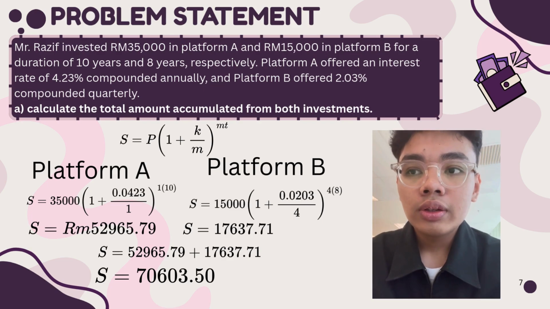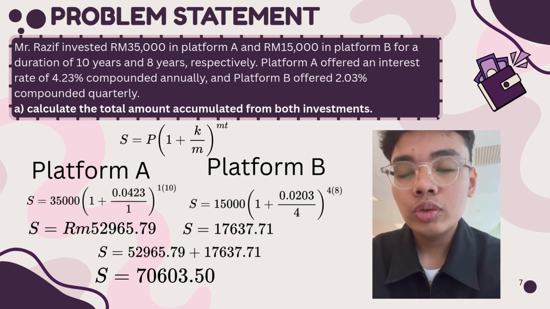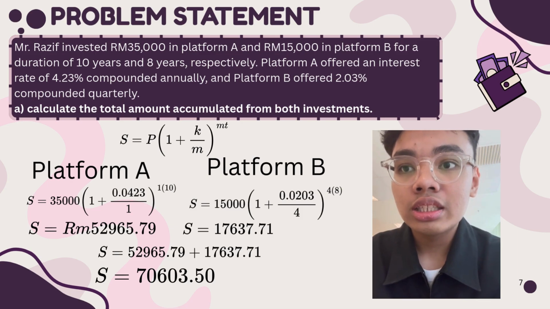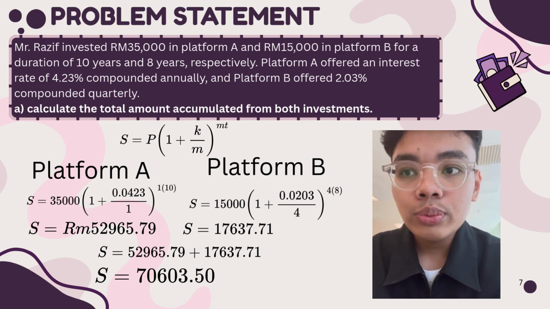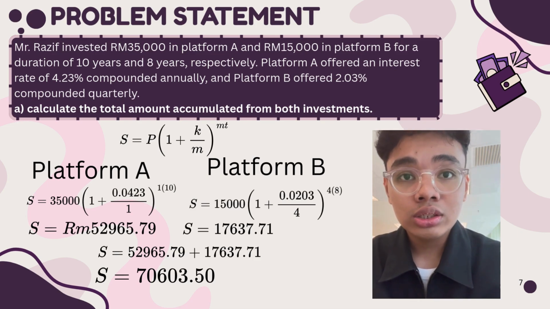So after putting them all together, we get the answer 52965.79. So we'll do the same for platform B. The answer we will get is 17637.71. So after getting both answers, we will need to combine both of them to get the final answer, which is 70603.50. That is all for question 1A.